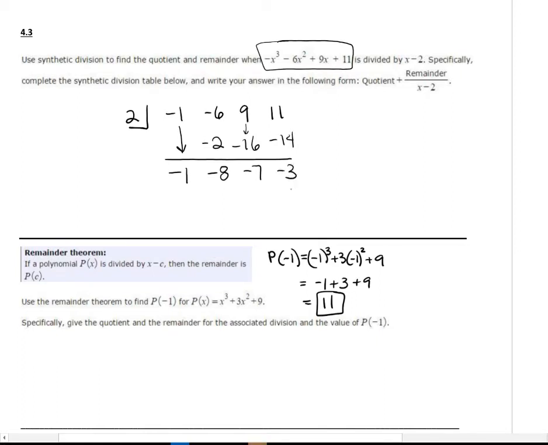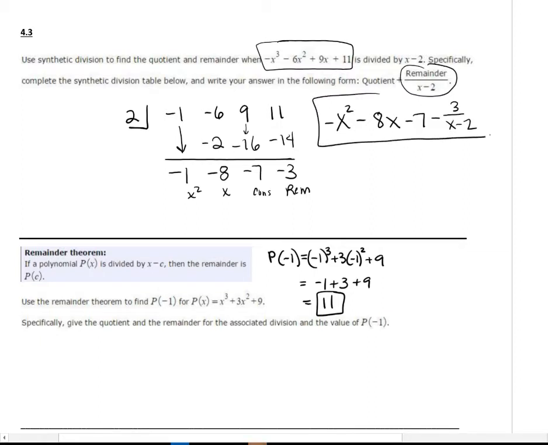Whatever you have furthest to the right is your remainder. This is your constant, and then we begin with our x to the first, x to the second, and we keep going if we add more terms. So the answer is negative 1x squared minus 8x minus 7, and then we've been asked to write the remainder over the divisor of x minus 2. So minus 3 over x minus 2 is your answer.